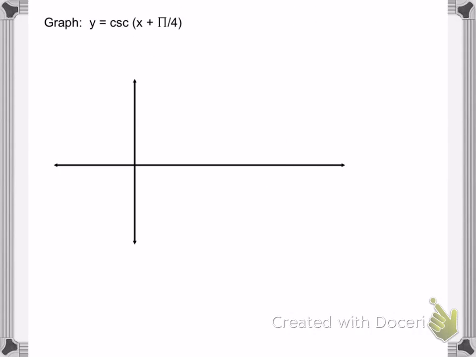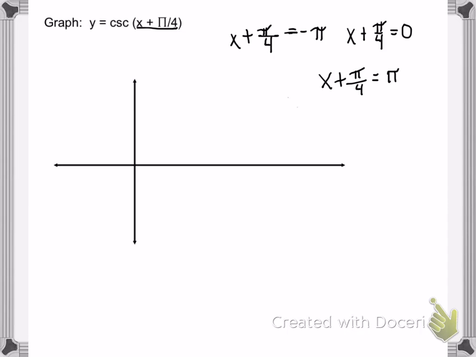So again, here's another graph of cosecant, but this time we have a phase shift. So we are going to take what is inside of our parentheses and set it equal to negative pi, 0, and positive pi, and solve for x. So that is what I did here. I took what was inside my parentheses. So you can see here that I set what was in parentheses to negative pi, 0, and positive pi.